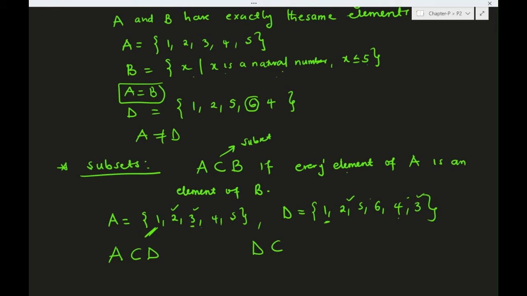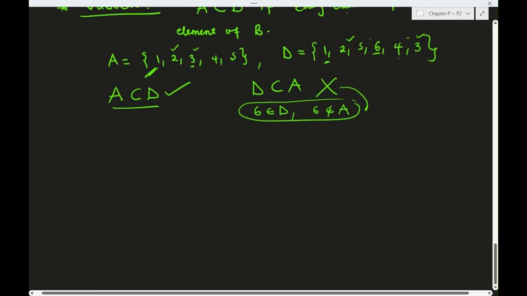But can we say that D is a subset of A? No, this is not true, but this is true. Why is this not true? For example, you take 6 from D. For element, we use this symbol: 6 is an element of D. But you can see that 6 is not an element of A. So because of this, this is not a subset. But in this case, it's good because every element of A is an element of D. So that is the quick one about subsets, just to remind us.